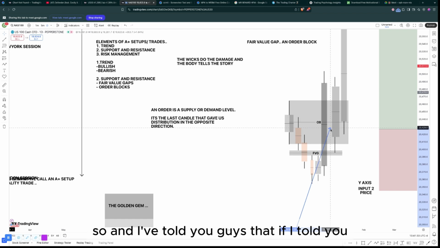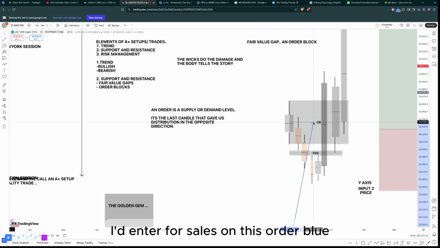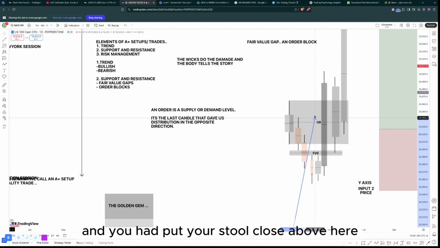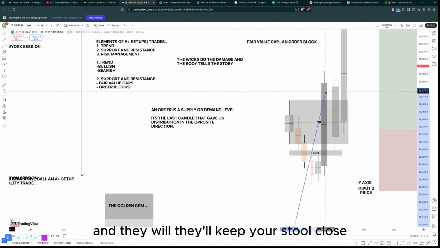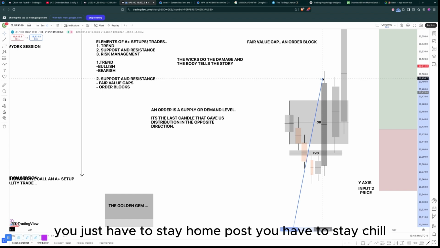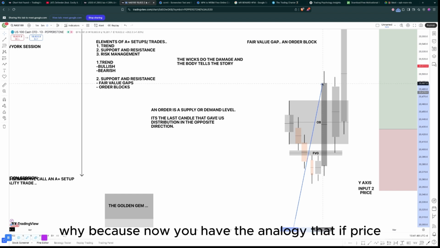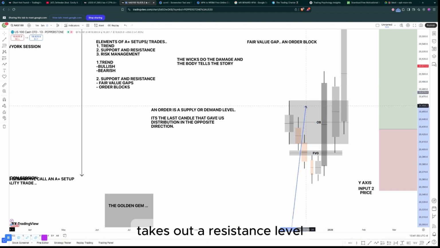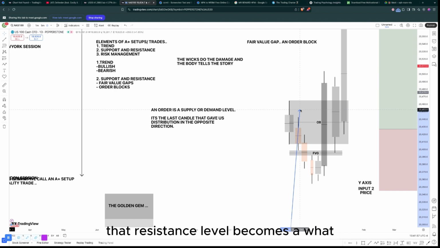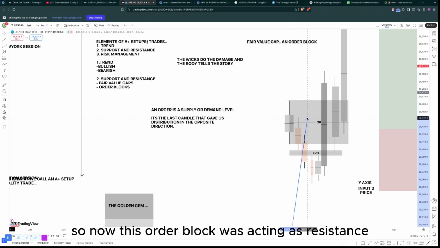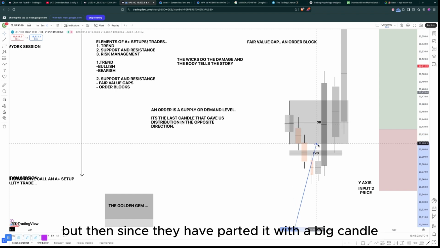So, I've told you guys that if I told you I had entered for sales on this order block, because it's acting as your resistance, and you had put your stop loss above here, and they have hit your stop loss, you just have to stay composed, you have to stay chill. Why? Because now you have the analogy that if price takes out a resistance level, that resistance level becomes a what? A support level.